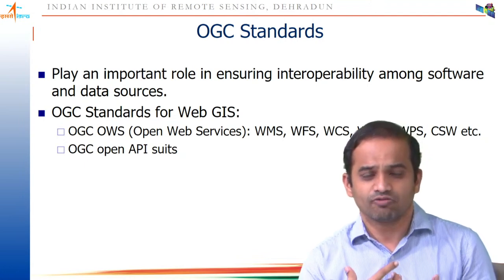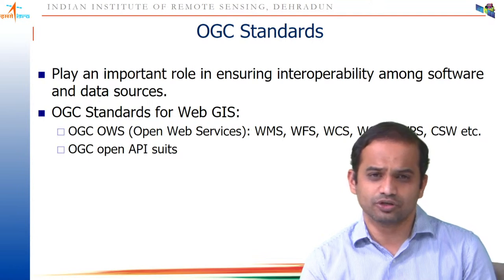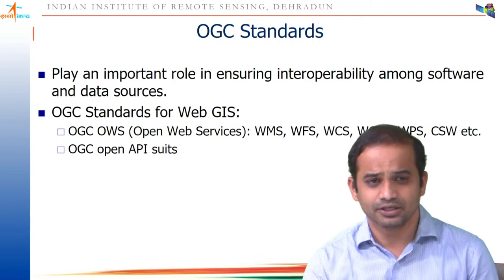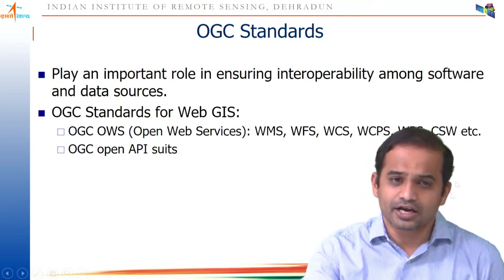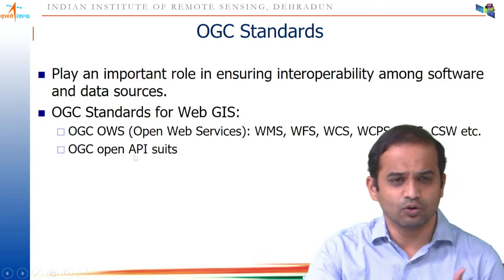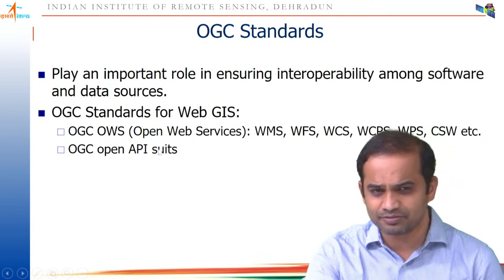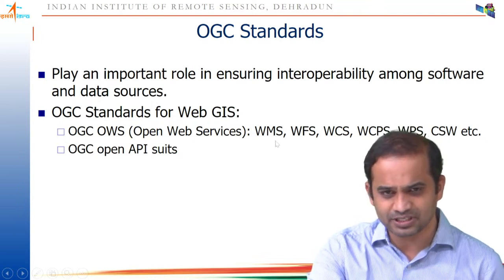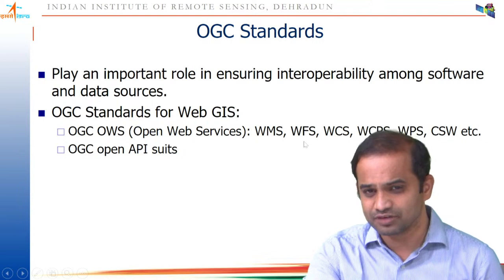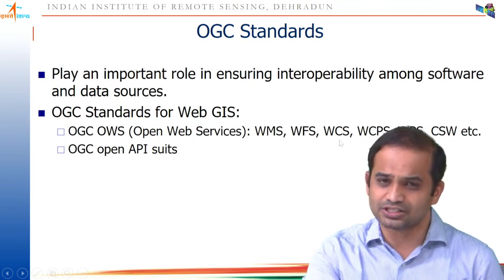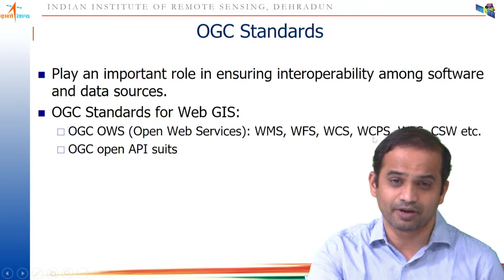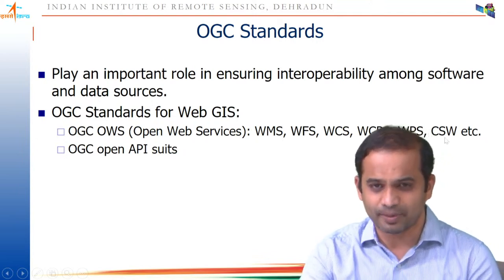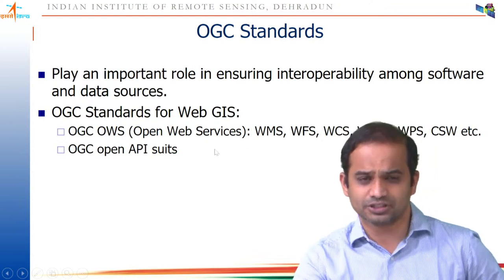And for this, the Open Geospatial Consortium plays an important role, and they have made multiple standards. The standards related to WebGIS are called OGC OWS, OGC Open Web Services. Under this you have different services like WMS, Web Mapping Service, WFS, Web Feature Service, WCS, Web Coverage Service, WCPS, Web Coverage Processing Service, WPS, Web Processing Service, and Catalog Service for Web. So these are different kinds of open web services standards.